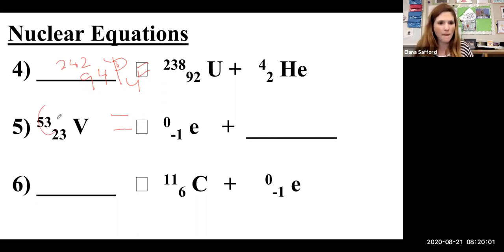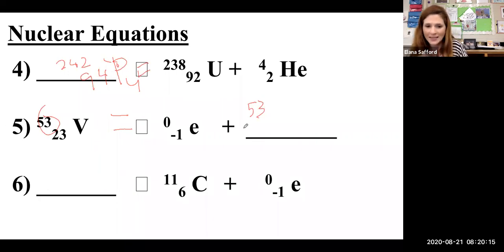Okay, so next one. Start with the top. 53 is equal to 0 plus 53, right? 23 is equal to -1 plus something. Now, I sometimes think it's easier to work backwards because a lot of times students will say, oh, 22, and they'll put that in there. But 22 plus a -1 is not 23, right? 24 plus a -1 is 23. So work backwards and see, does this make sense? What I'm plugging in, is it making sense?